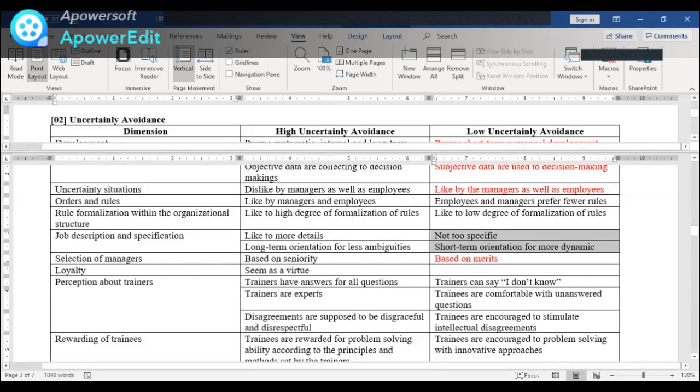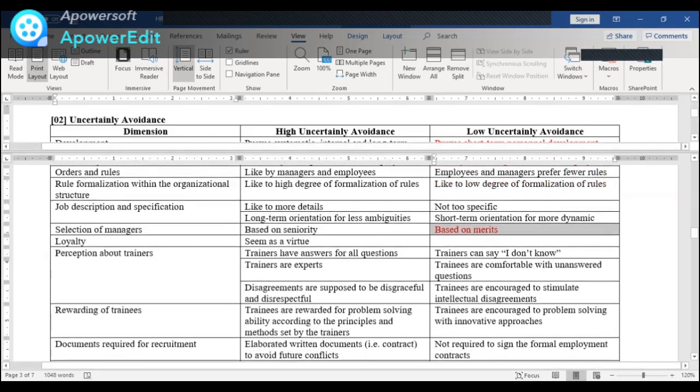Then selection of managers is based on seniority under high uncertainty avoidance context. But under low uncertainty avoidance context, selection of managers is based on merit. Then in high uncertainty avoidance culture, loyalty is perceived as a virtue.